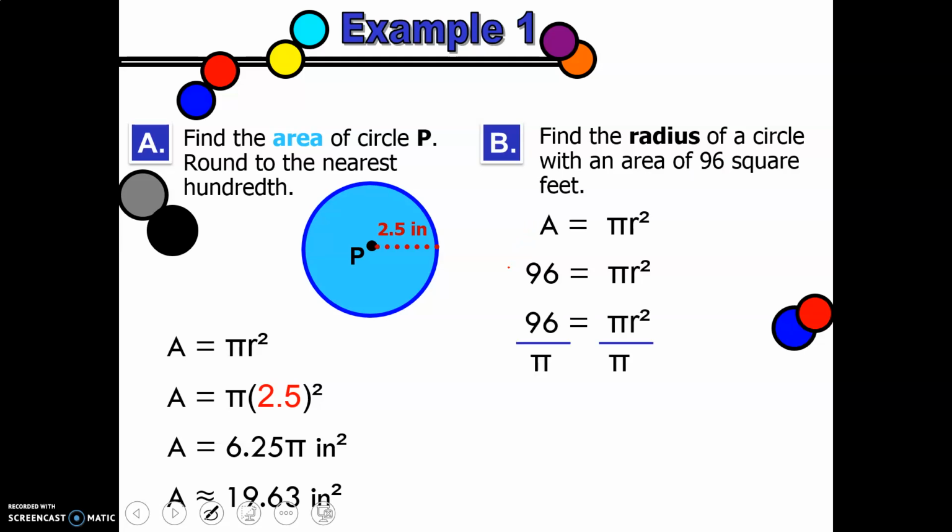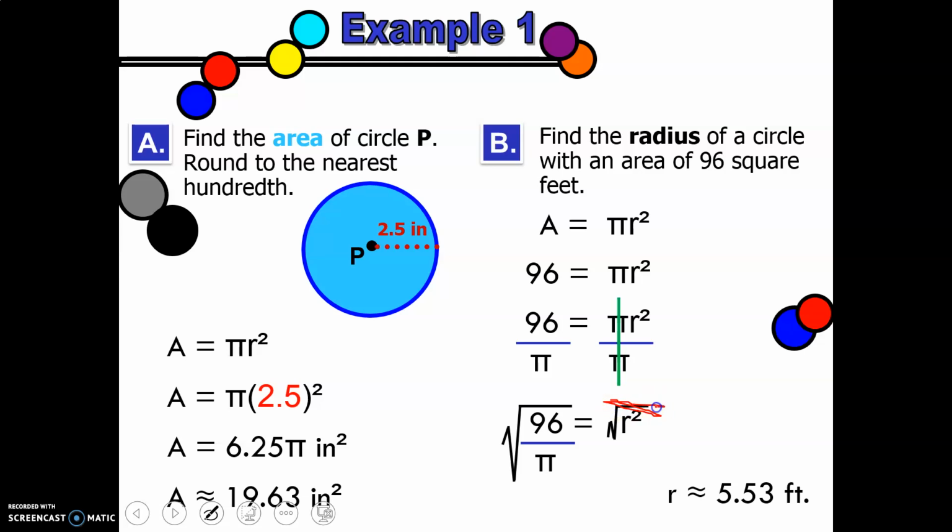All right, now I'm going to have to divide both sides by pi. And what that is going to do is leave us with r squared. Now you can go ahead and leave 96 over pi just as it is, because we're going to have to take one more step. And that's going to be to square root each side.